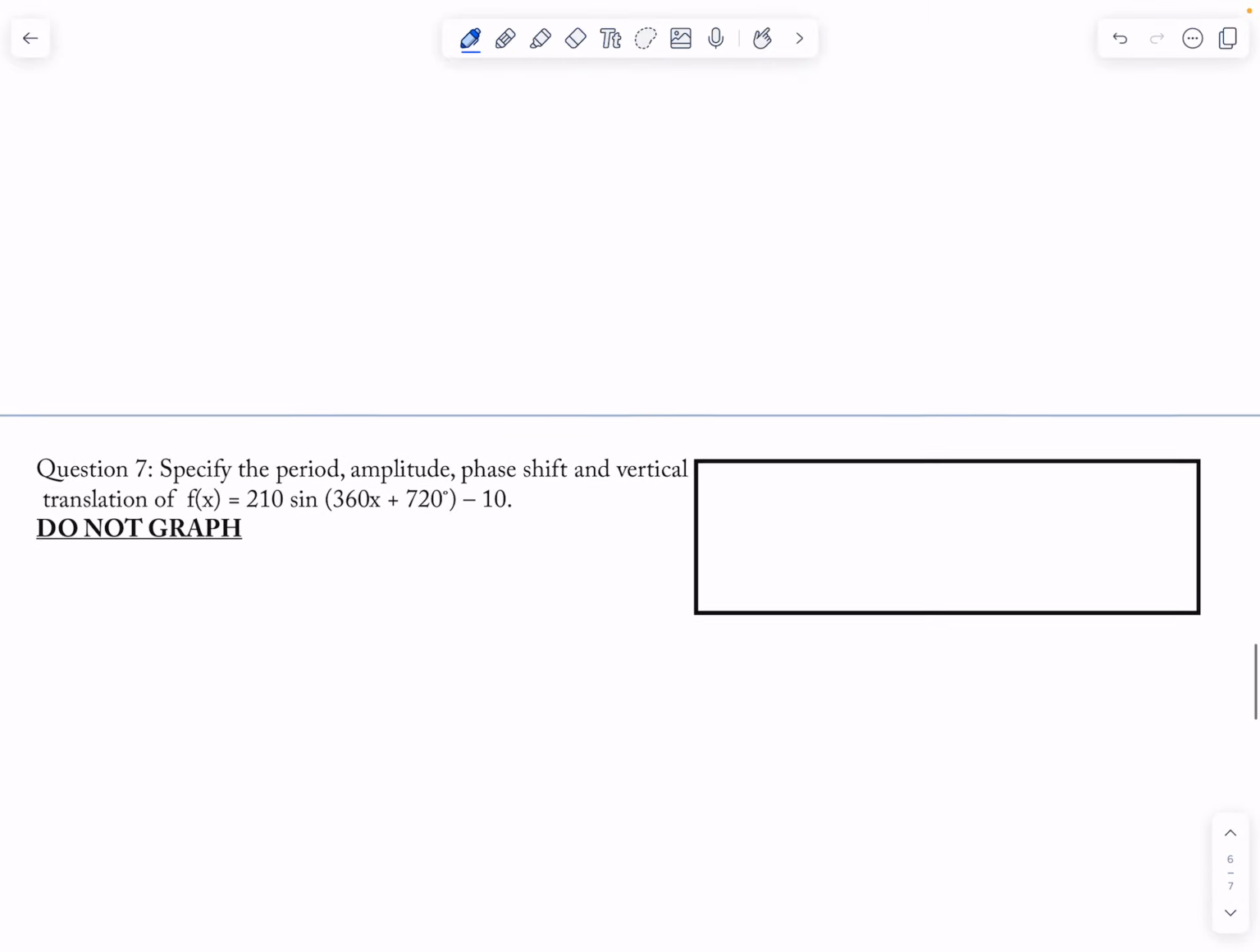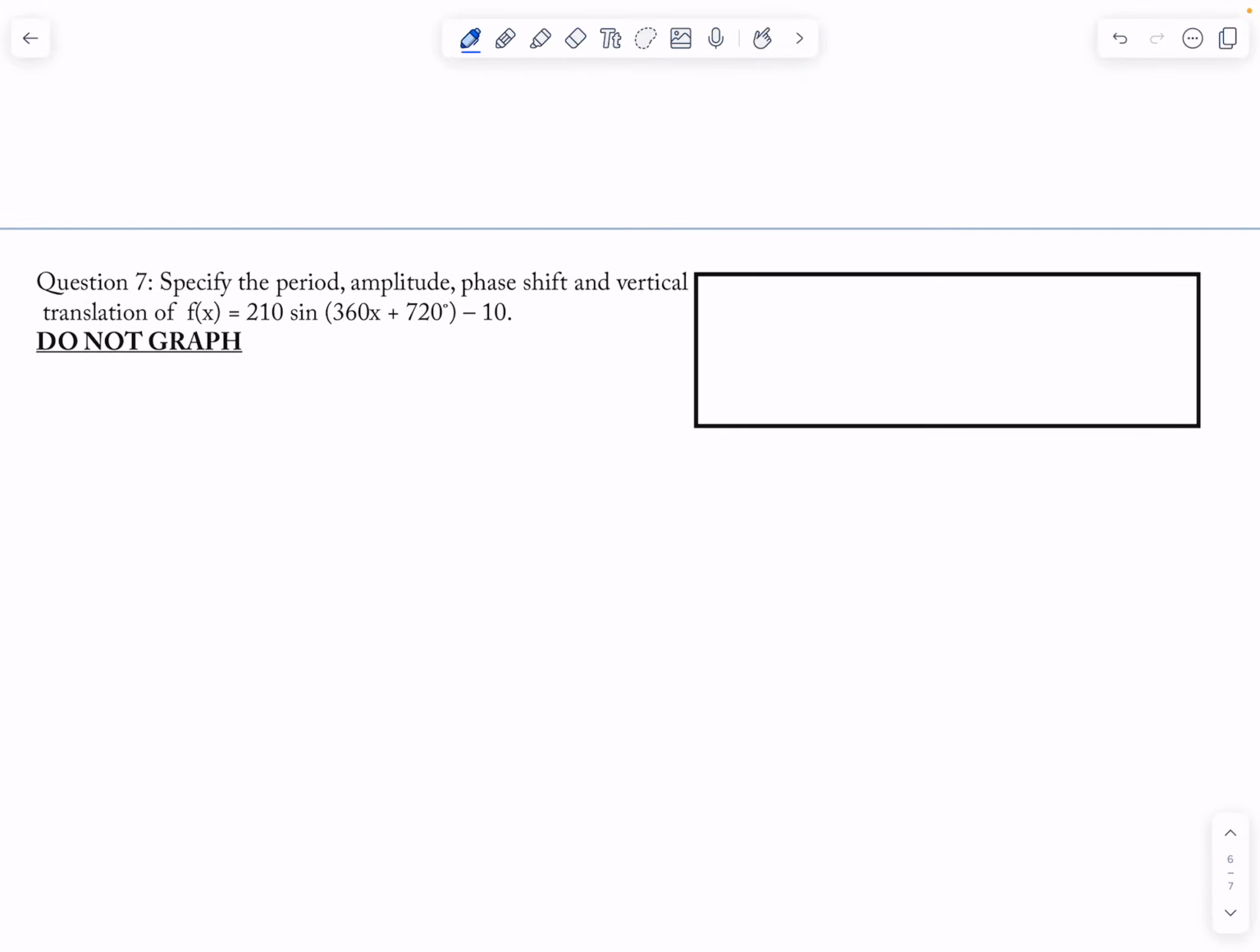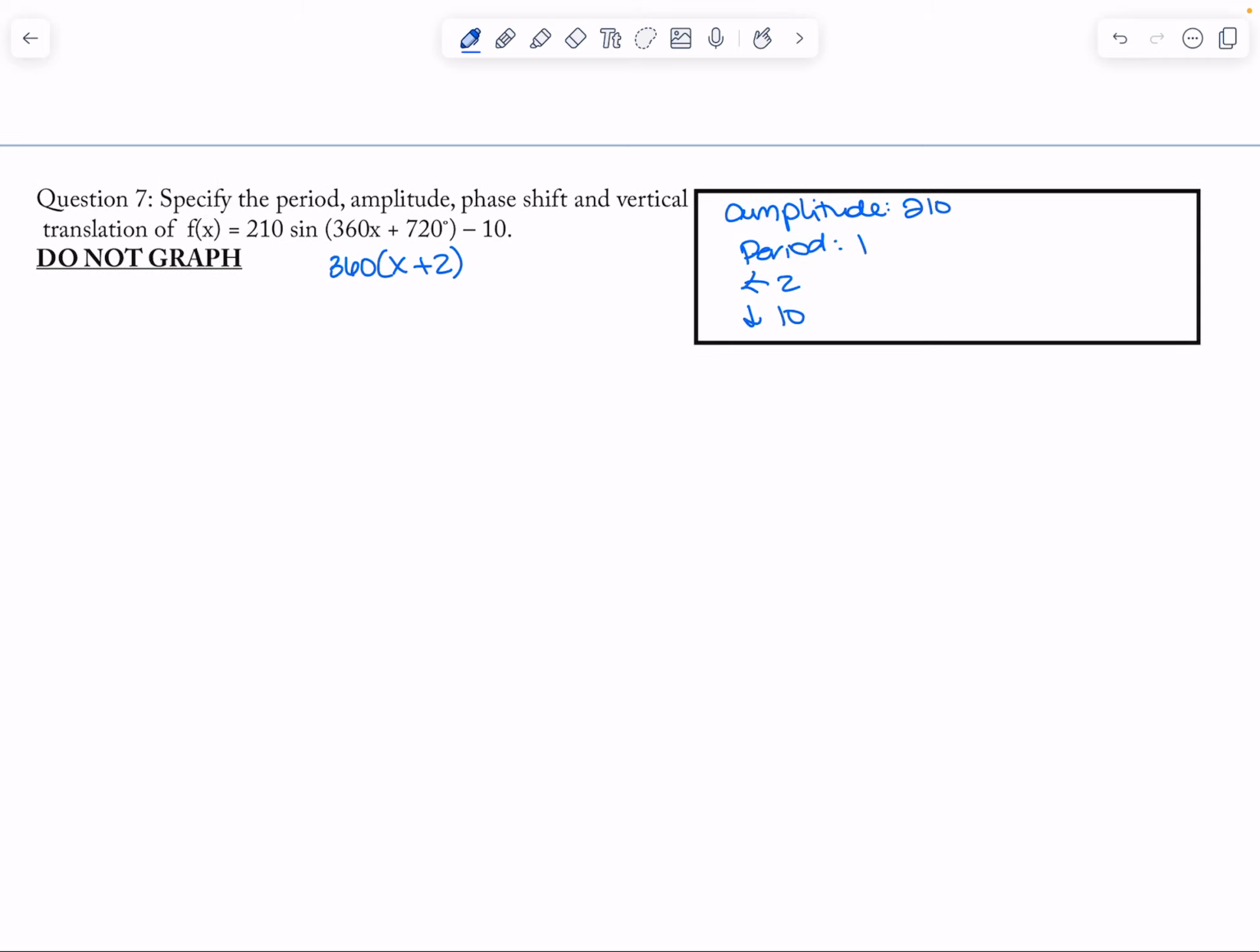Okay, 7. Ooh, I don't have to graph it. Yes. Okay, so the amplitude is 10. Factor out of 360. So that gives me an x plus 2. So my period is 360 over 360, which is 1. I am moving to the left by 2, and I'm going down by 10. And I'm not inverted, in case anybody wanted to know.